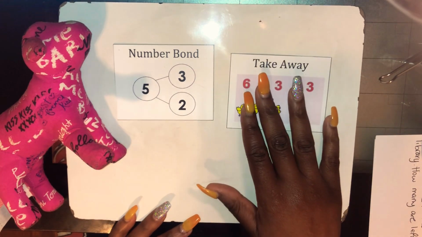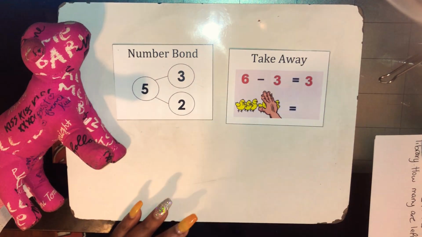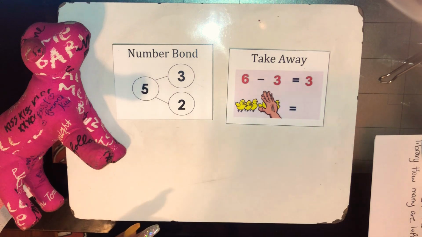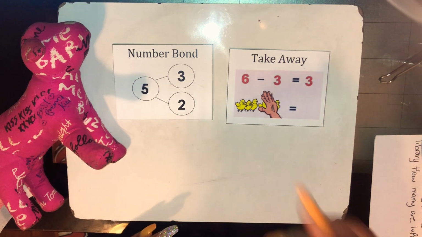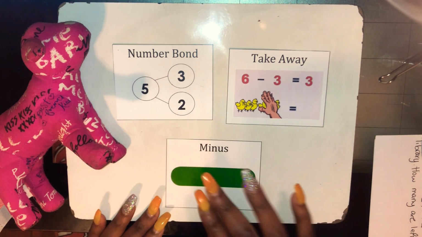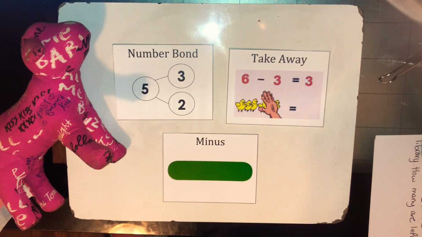The next one is take away. Take away is when you remove something or when you cross it out. So when you take away something or you move it out or you cross it out, that's when you use take away. This is the minus sign. The minus sign is what we use when we are subtracting.